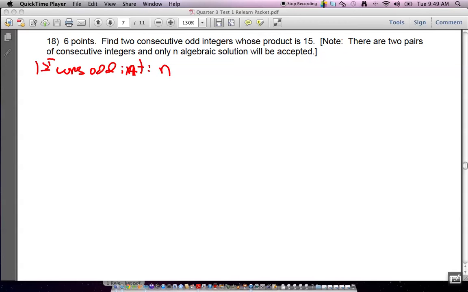Integer. That's going to be n. And then I got second consecutive odd integer. And you guys were, as a whole, very good at this during the test. One or two people made a mistake. But if it's consecutive odd, you got to go up by 2. So it's n times n plus 2.